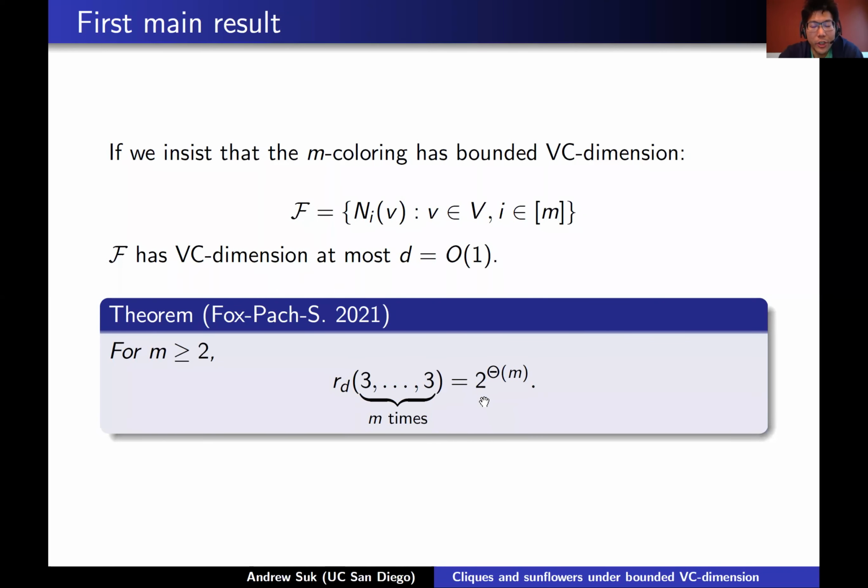So we were able to show it's at most 2 to the constant times m, and you can see that it's at least 2 to the constant times m by that simple bipartite construction that I mentioned earlier. It's not hard to see that the construction has bounded VC dimension. So that shows that this is indeed on the order of 2 to the m.